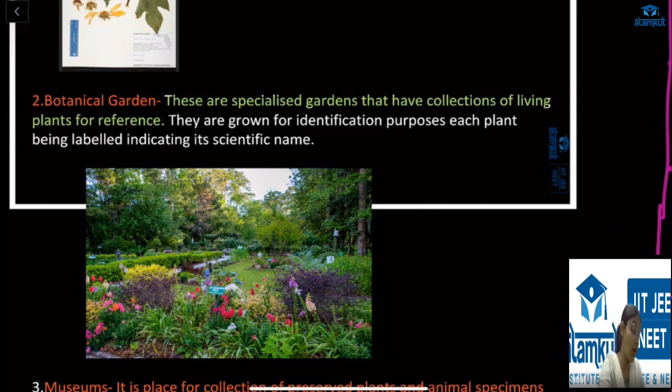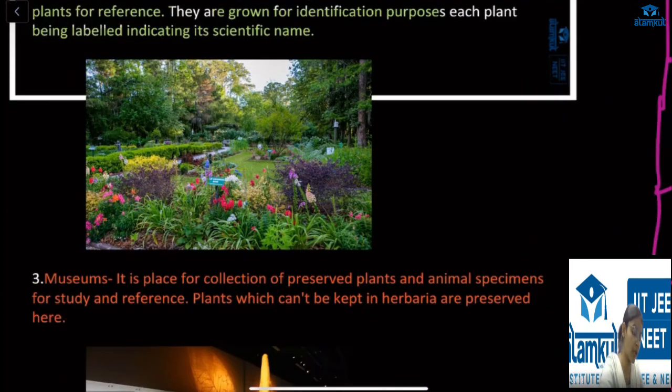Okay, and also they are grown for identification purposes, each plant being labeled indicating its scientific name. See, botanical garden is not like any other garden where we are just planting plants. It will contain the name of each plant which is being grown along with its scientific name. So for identification, whosoever is going to the botanical garden for classification or for study purposes can easily identify which kind of plant is grown here. So these are about botanical garden.